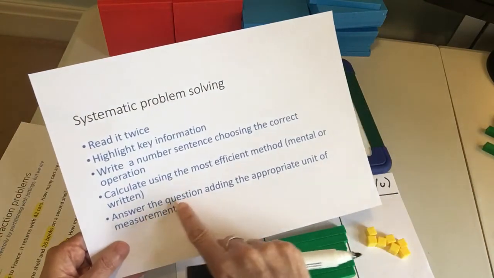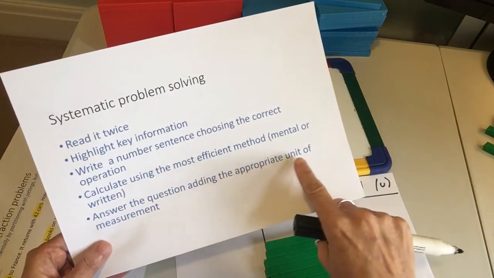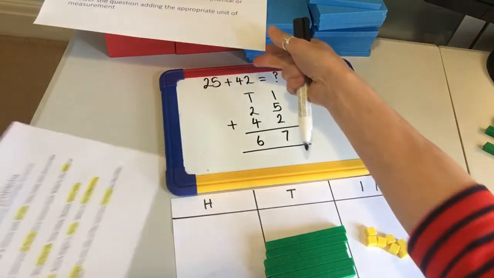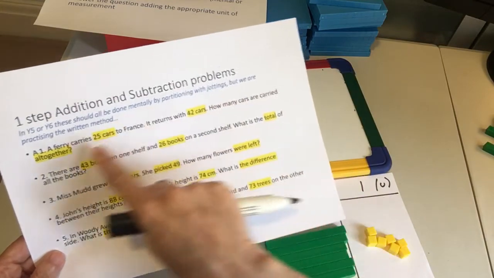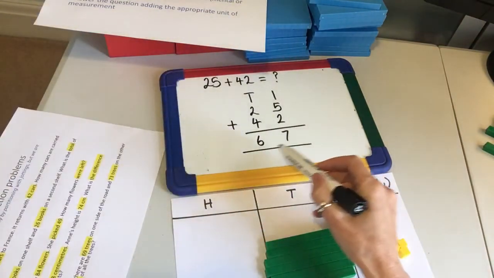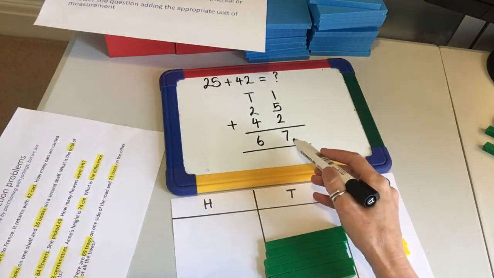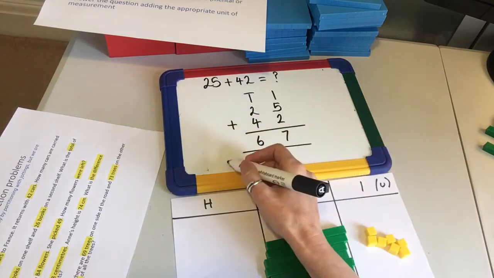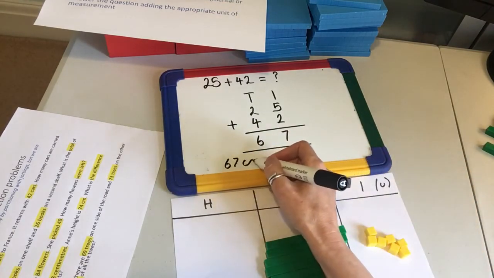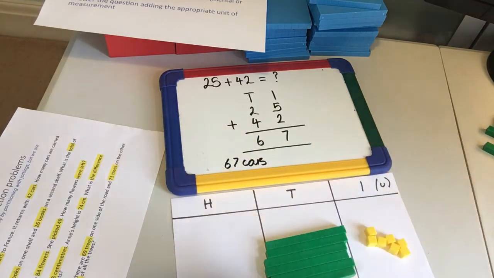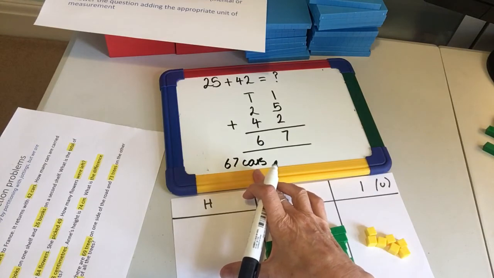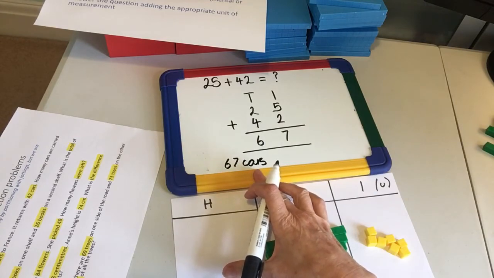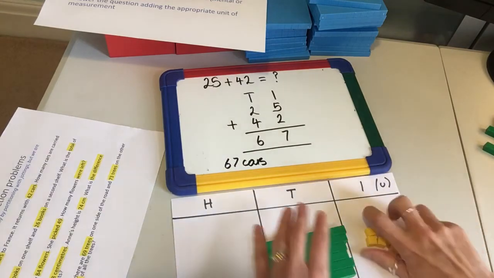But then I need to go back, and it says, answer the question, adding the appropriate unit of measurement. So the question says, how many cars are carried all together? So the answer to the question is, the number was 67, it represents cars. So the answer is 67 cars. And if they want a sentence, you'd have to write it all out. But it's really important that you put the unit of measurement, which in this case is cars. So I'm going to choose another one.